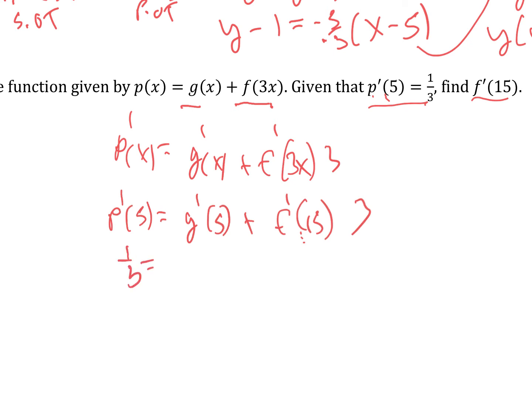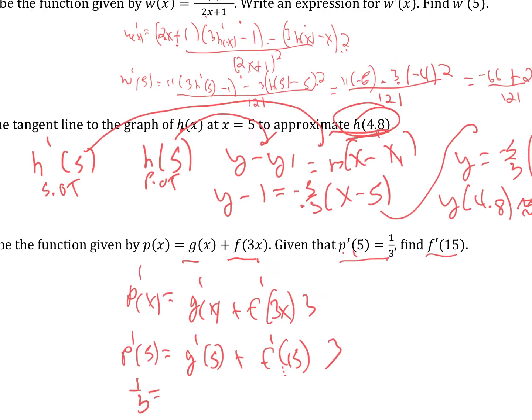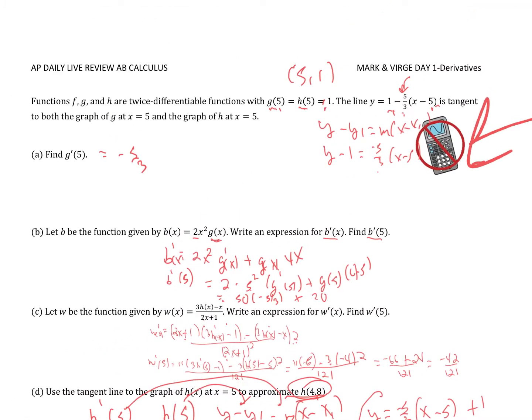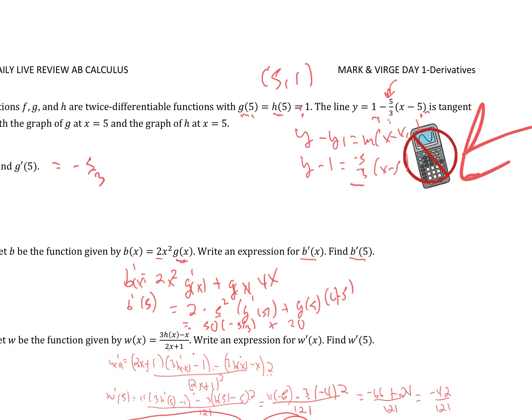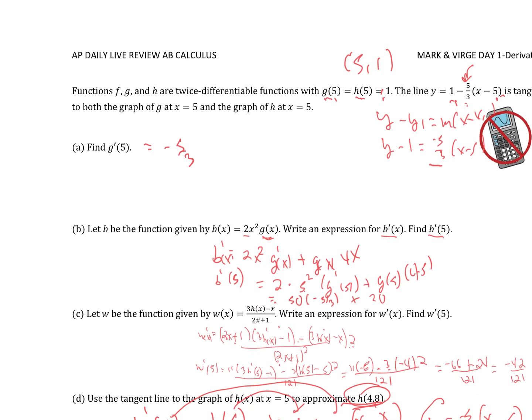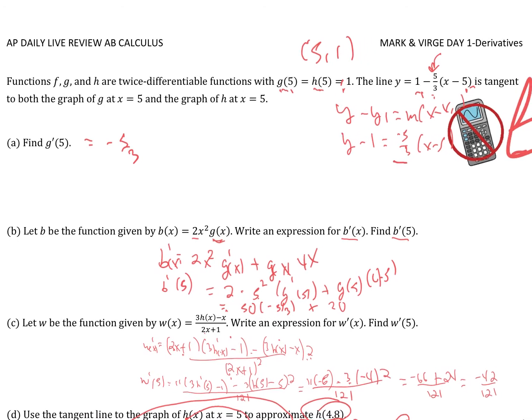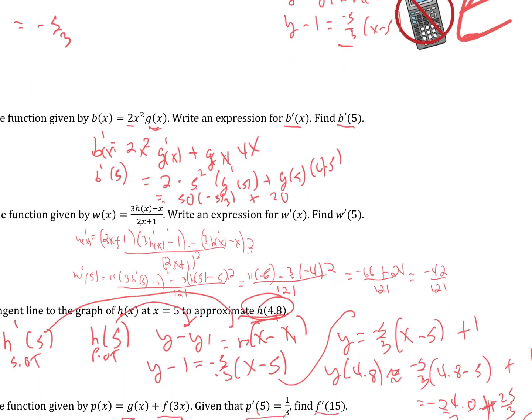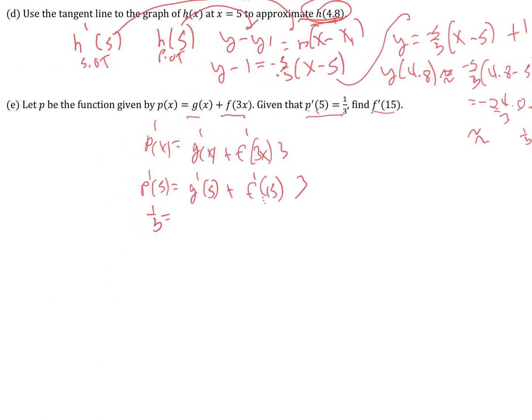G prime of 5. What's g prime of 5? G prime of 5 is back up here again. Wow, again, g prime of 5 was the negative 5/3 again, because this was the graph of g and tangent line, so it's negative 5/3. How that keeps coming up? Negative 5/3 plus f, which is what I don't know, f prime of 15 times 3. I just got to solve it.